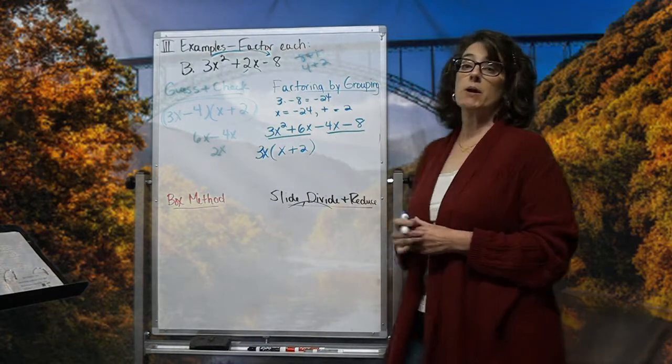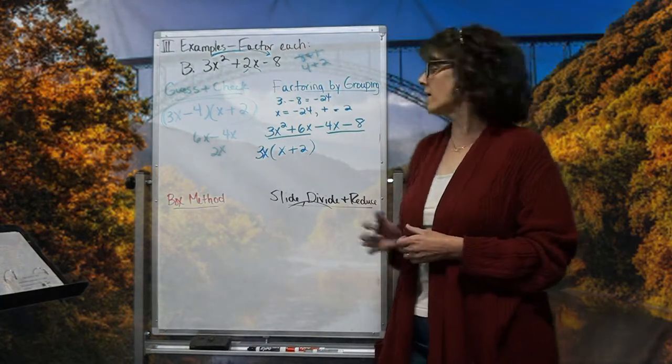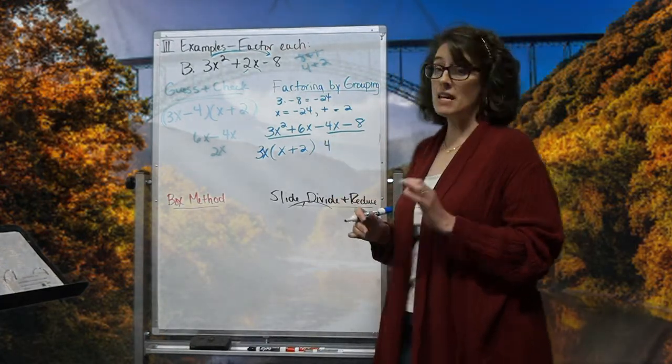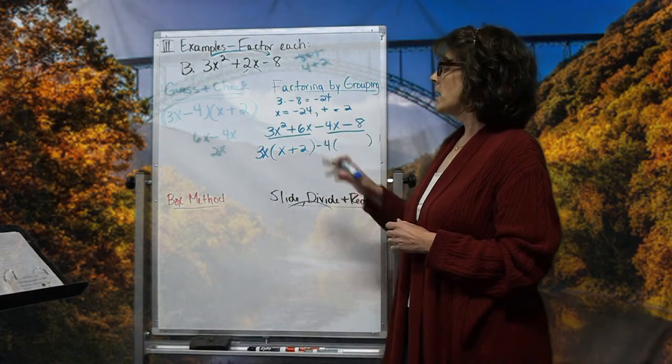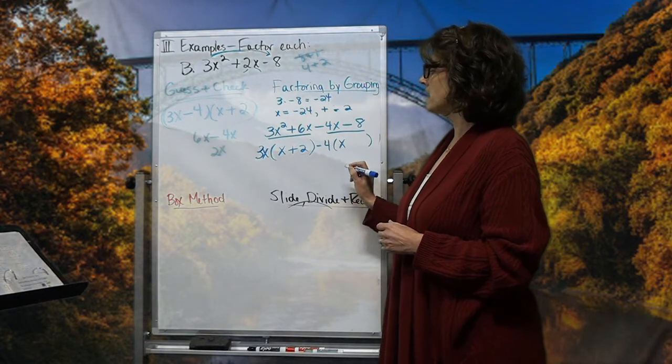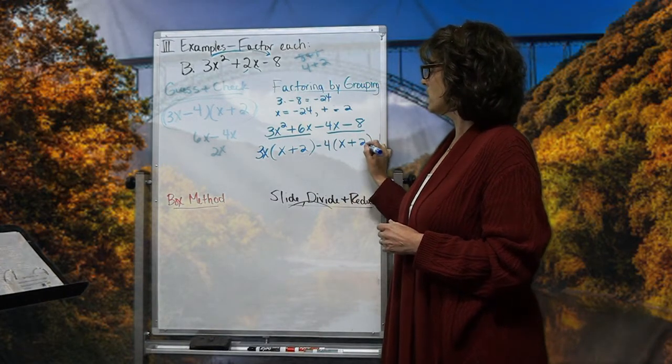Now I'm going to look at this pair and say what's common that I can divide out. Certainly a 4, and we've seen this before where if they both have a negative, probably divide that negative out as well. Divide a negative 4 out of here, I'm left with an x. Divide a negative 4 out of here, I'm left with a 2.